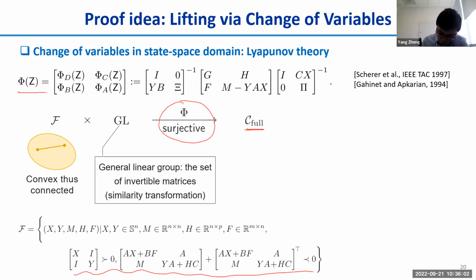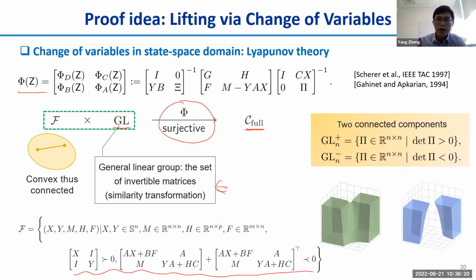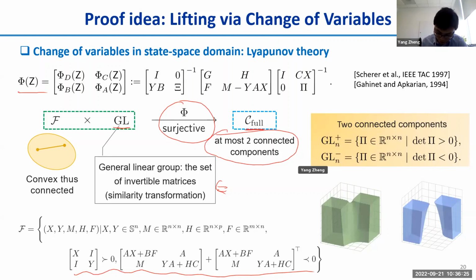And in this case, we need to use a set of invertible matrices to represent the similarity transformation. And for this set, it can be disconnected. So the set of invertible matrices has two connected components, and that's why this set has at most two connected components. Because here this is connected, and this has two connected components, and this mapping is surjective, and then the resulting set has at most two connected components. And roughly, this is the proof of the main result.